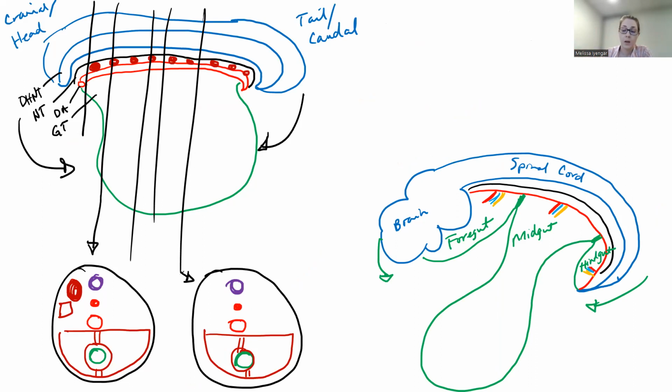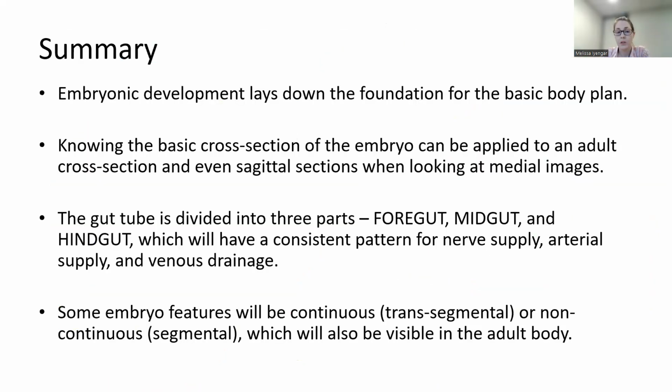Okay, think about that. So that means at the end of this video, we divided up our gut tube. So we saw foregut, midgut, and hindgut. And we understand hopefully now that there's a nerve, an artery, and a vein that are going to specifically supply all foregut structures, all midgut structures, and all hindgut structures. And I tried to show you what is continuous or transsegmental versus non-continuous or segmental structures. All right.